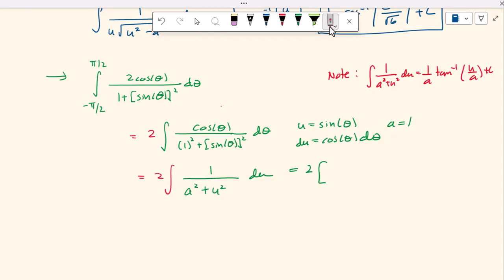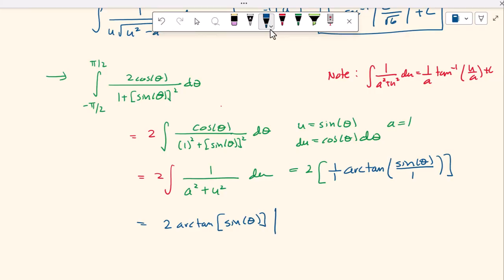Why did I need the 2 there? Let's check back. Oh, 2 from the original right up here. And then that integrates into 1 over a, 1 over 1, arctan u over a. And a is 1 in this case. So this has integrated into 2 arctan of the sine of theta.